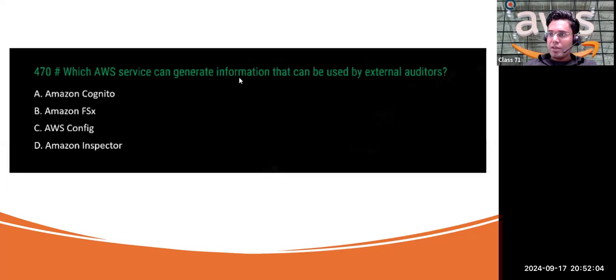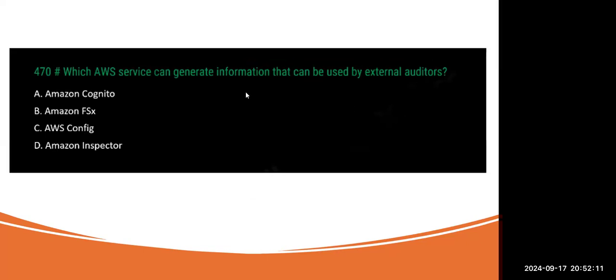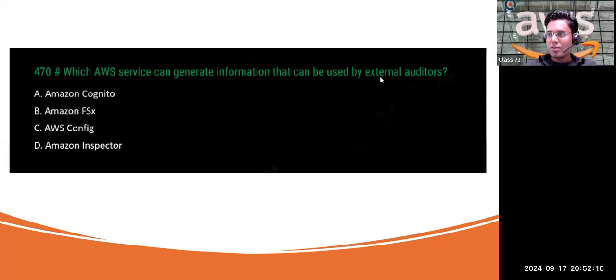So, which AWS service can generate information that can be used by external auditors? Okay, C. So we can generate, yeah, correct. Because configuration changes are here. So for auditing, that's the service.